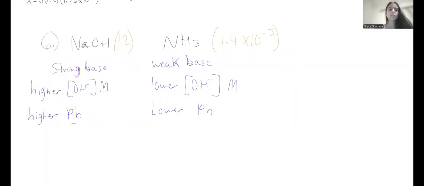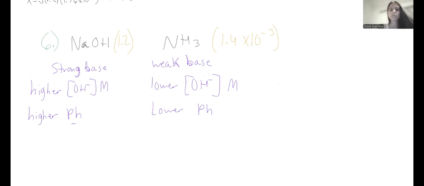So when we compare our sodium hydroxide and our nitrite or NH3, we know that sodium hydroxide is a strong base. So from the previous two problems, it had a higher molarity concentration compared to NH3. And that makes sense because a higher hydroxide concentration will indicate that more base is present in the solution, which would thus indicate a higher pH. It is going higher on the pH scale, reducing the amount of proton concentration in the solution. So it's a more basic solution compared to NH3.